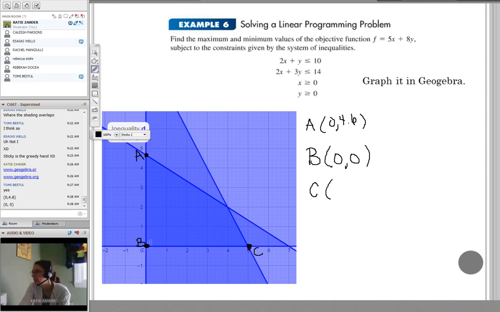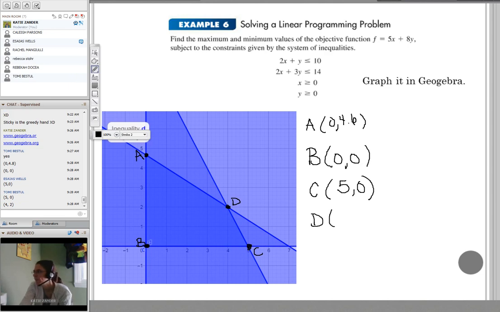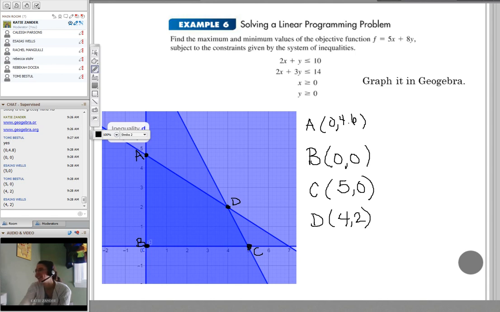I'll save the best for last. Actually, I did the best first. And then there's this last one right here. Okay. And Isaias is waiting for me to get to that one. I bet he had that one saved up in his chat box for a while.